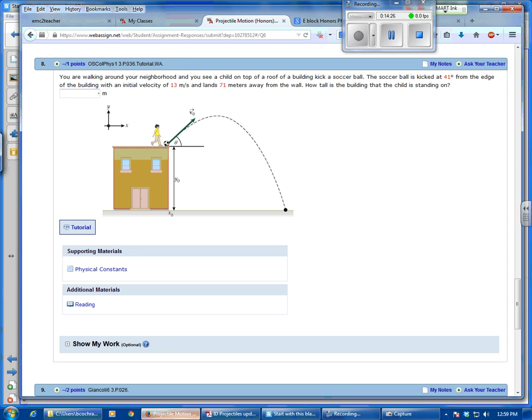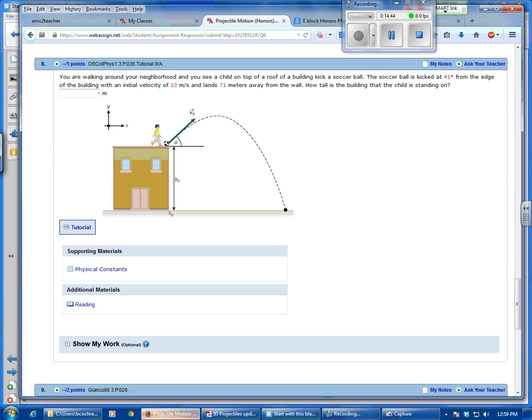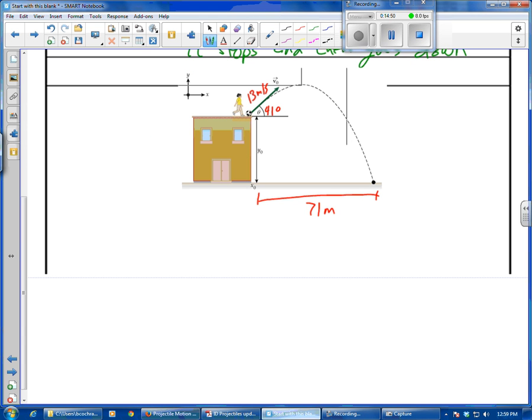My V initial is 13 meters per second, 71 meters, 41 degrees. Right? Okay. I'm going to call here 0 meters in both directions. We'll call this positive and this positive. All right? So my 0 meter is going to be down at street level on the building.